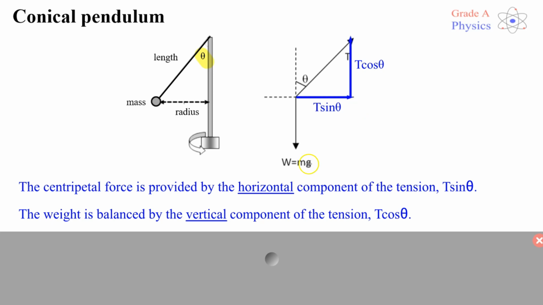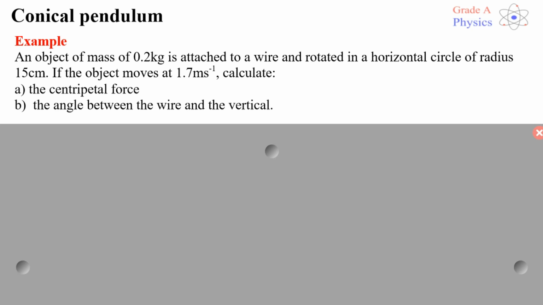So we could calculate, if we know the weight, we could calculate T cos theta. If we know the m, the v and the r, we can find the mv squared over r, we can find the horizontal component, and then we can find the angle theta, which is a typical example given here. So we've got an object, we know the mass, we know the radius, we know the speed. First of all, find the centripetal force, and then it says find the angle between the wire and the vertical, so this is a really typical question.